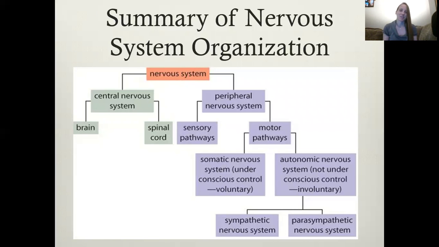So this is kind of a summary of the nervous system. We have the central nervous system, which is just the brain and spinal cord. Then we have the peripheral nervous system, which is both sensory and motor. Then you also have the somatic and autonomic nervous system responses. You will sometimes see somatic also connected to the sensory pathway, since it is a sensory somatic. And then the autonomic is the sympathetic and parasympathetic nervous system.